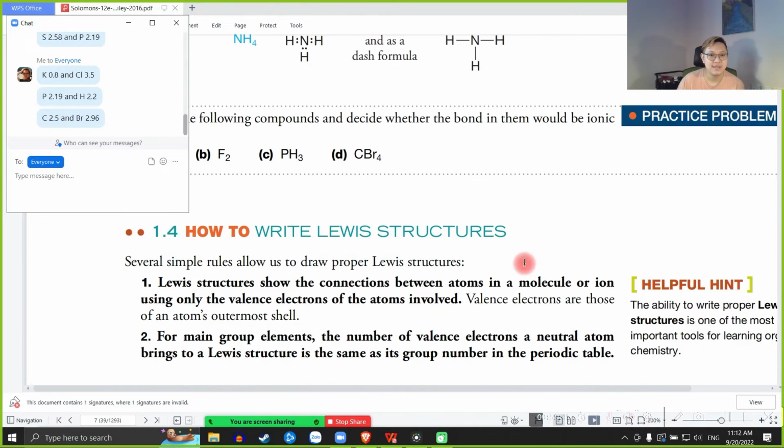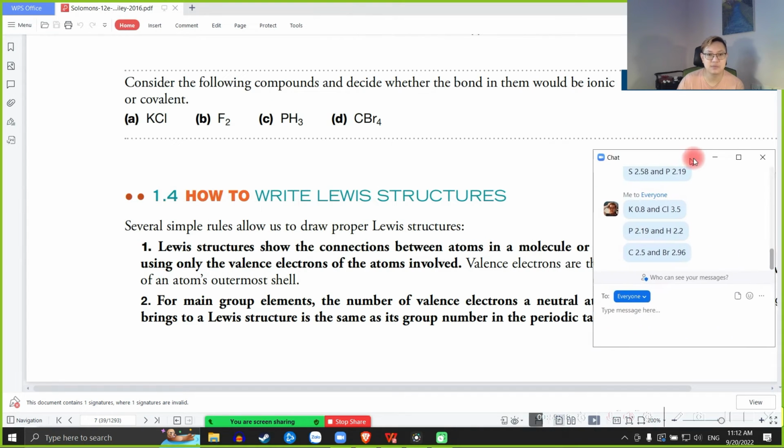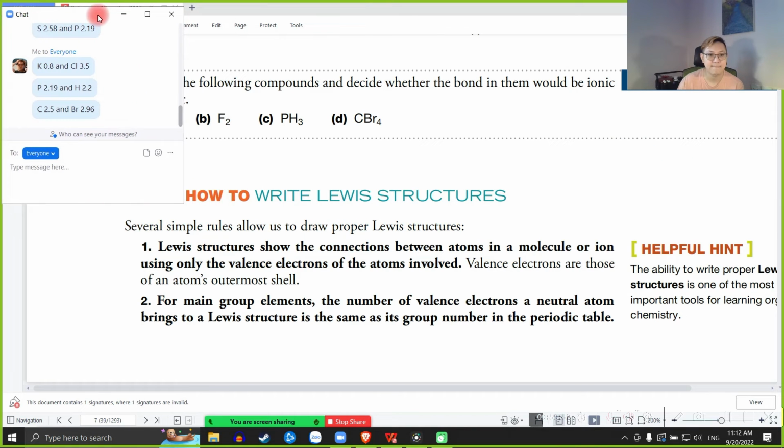Yep. Now, how to write a Lewis structure? These are the steps. Can you read it, please? Lewis structures show the connection between atoms in a molecule or ion using only the valence electrons of the atoms involved. Valence electrons are in the orbitals of an atom's outermost shell. For main group elements, the number of valence electrons on a neutral atom in a Lewis structure is the same as its group number in the periodic table. Okay, so number two is what I asked you, like which group does it belong to? So if group five, for example, it brings five electrons, right? Yeah, so you get it, okay.